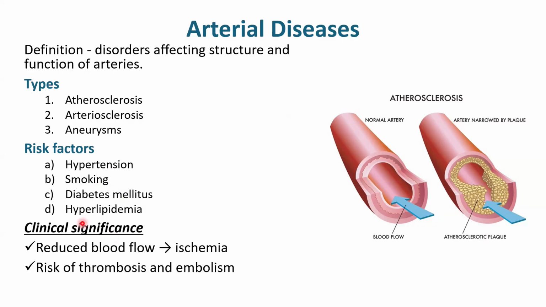Clinical significances, you can have reduced blood flow, of course. As you can see, even in our normal artery the blood is coming in, but because of atherosclerosis, the person has fat deposited on the tissue, leading to narrowing of this artery. Of course, this leads to reduced blood flow, ischemia, death of tissues, and risk of thrombosis and embolism if this plaque is displaced from where it is, leading to thromboembolism.